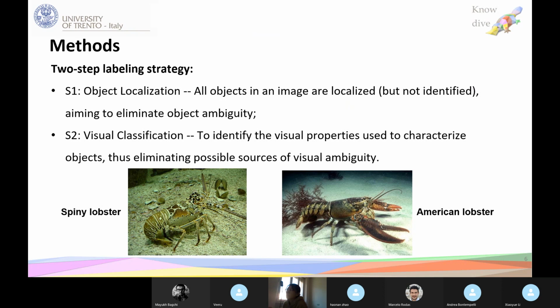The goal of step two is to identify the visual properties used to characterize the objects, and then eliminate possible sources of visual ambiguity. We predefined two sets of visual properties for objects called the visual genus and the visual differentia, and then build the visual subsumption hierarchies by perceiving visual properties from the new images. The visual genus refers to a set of visual properties shared across different objects, and a certain representative object is called the genus object.